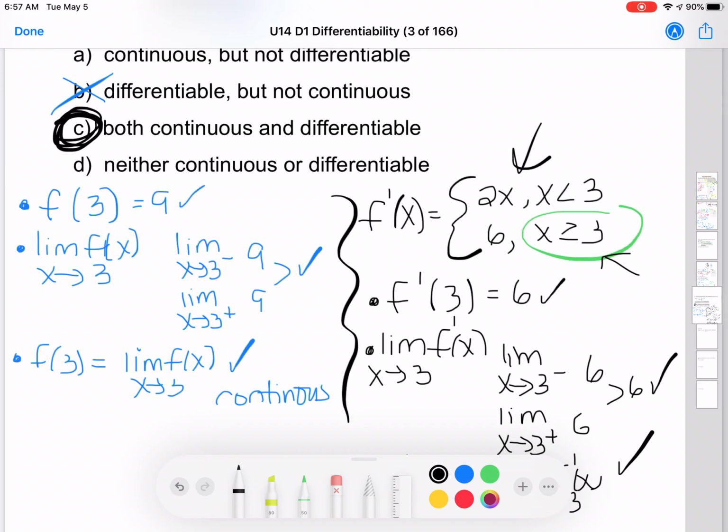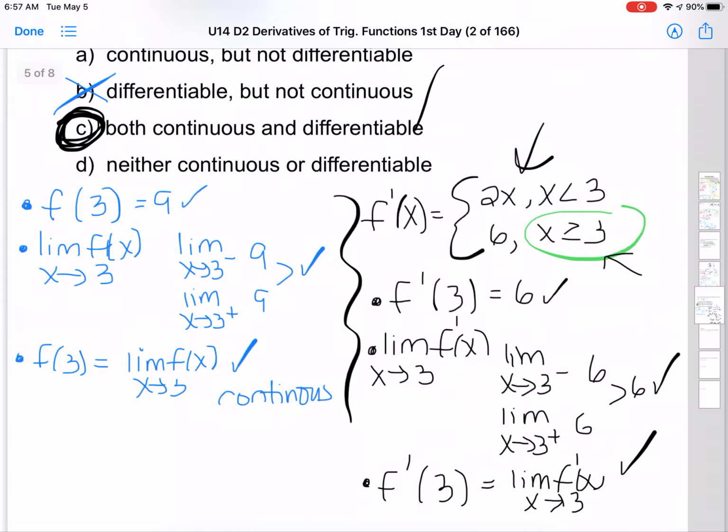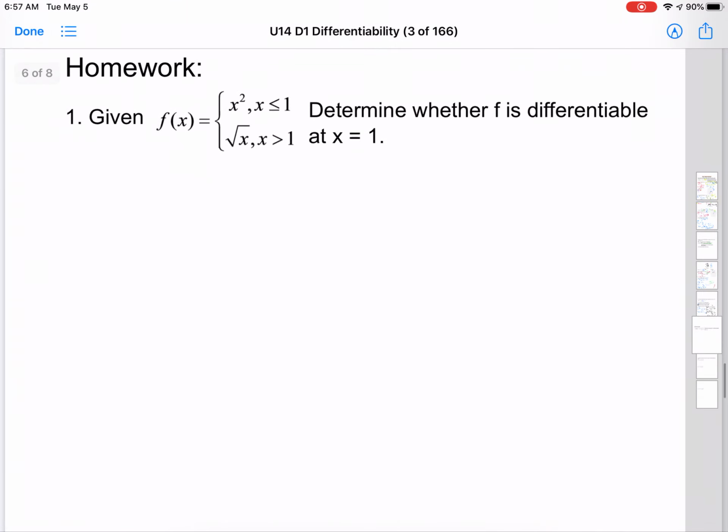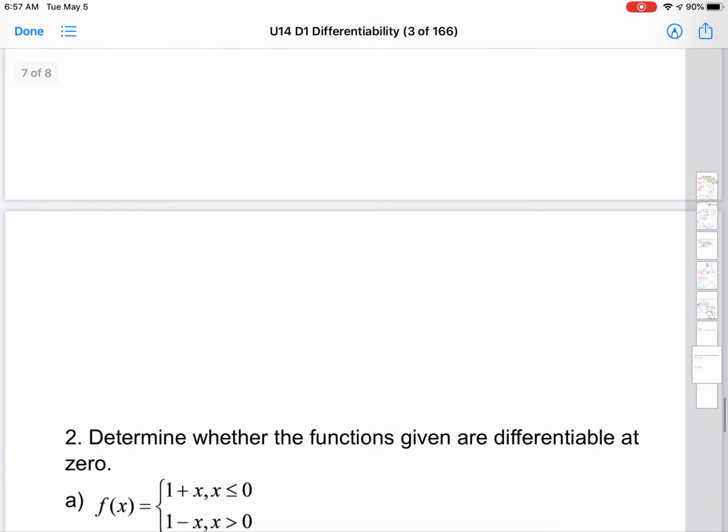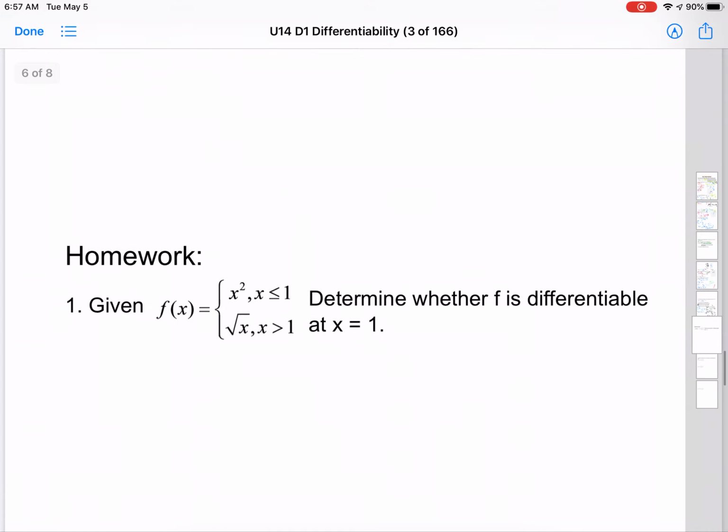Okay, so that was a long lesson. And then for homework, I'm going to have you guys do this next one right here, and you could do just number 1 for homework. You don't have to do the other ones, just practice one time for me.